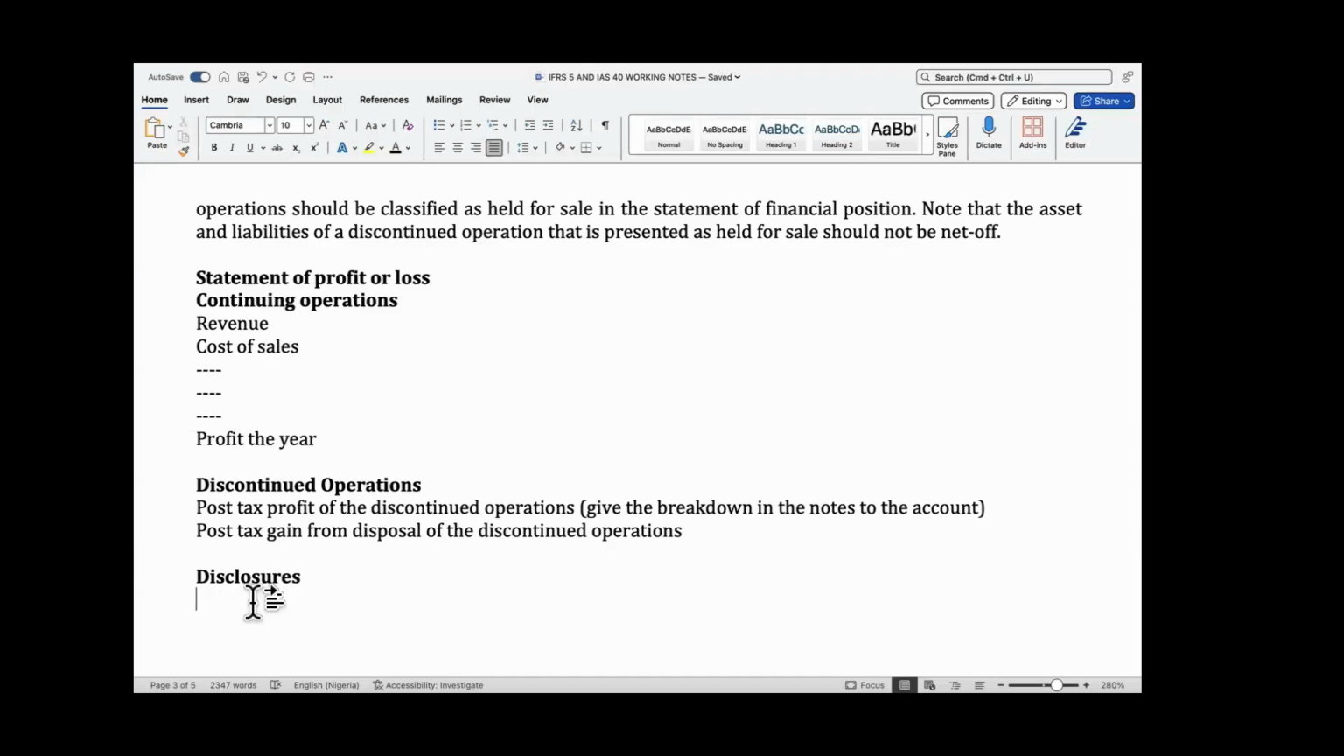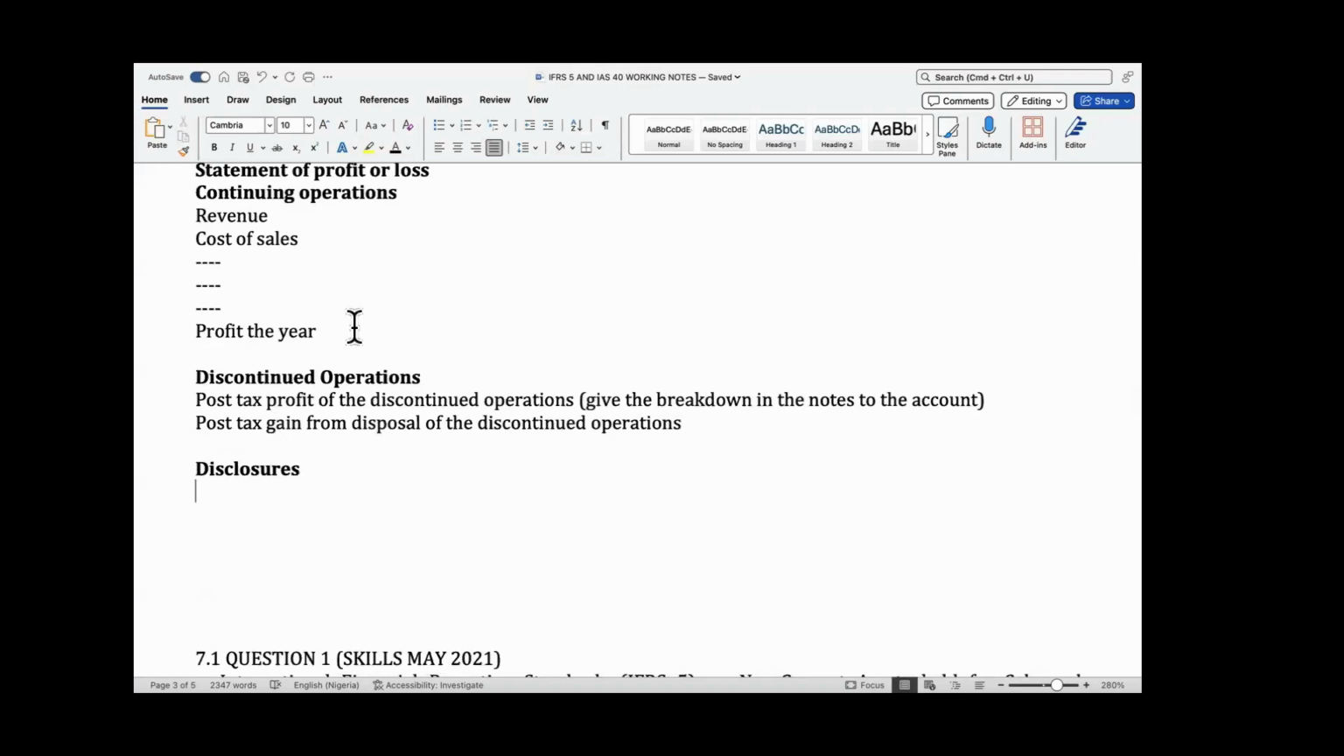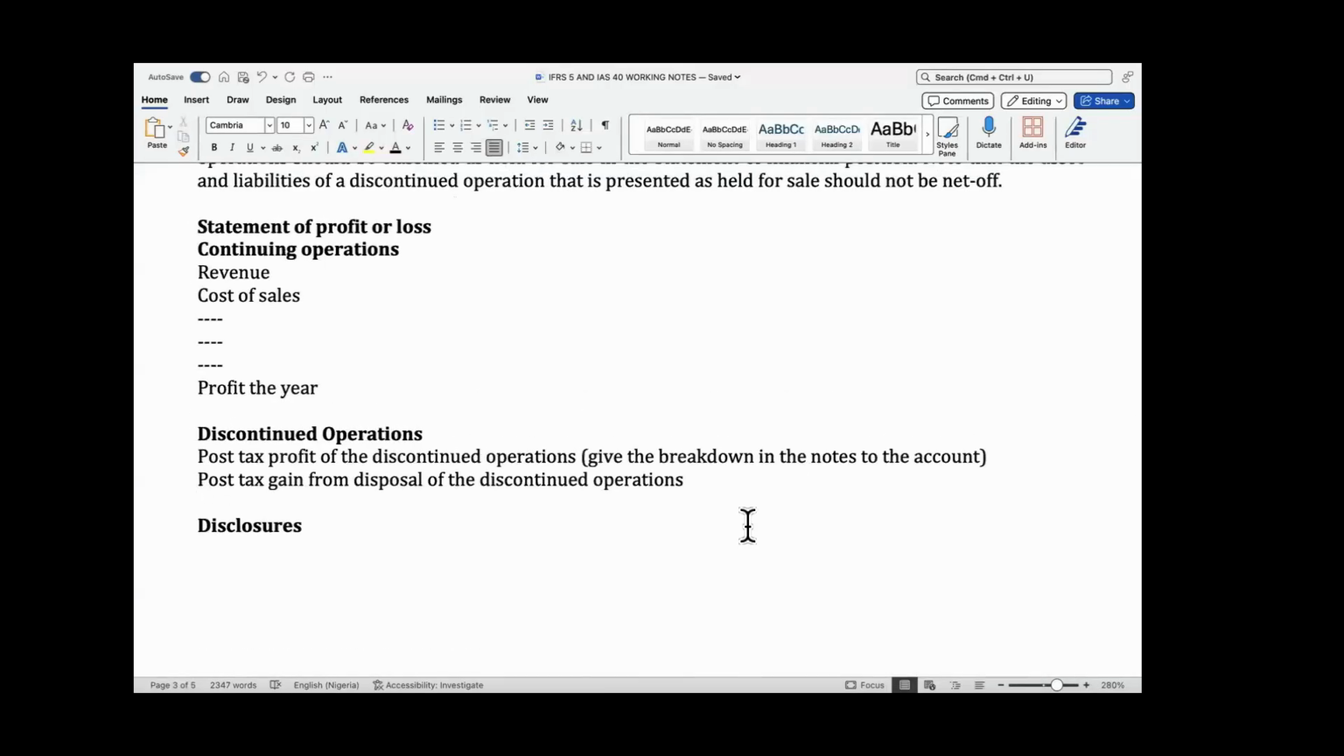Okay, so it doesn't impact it in any way because the profit you get here and the profit from the discontinued operations, you add them together and you take them to your equity as usual. Aside from that, the assets and liabilities of that discontinued operation should be presented as assets and liabilities held for sale. The assets held for sale will be presented separately. The liabilities held for sale will be presented separately. And that's how it works.